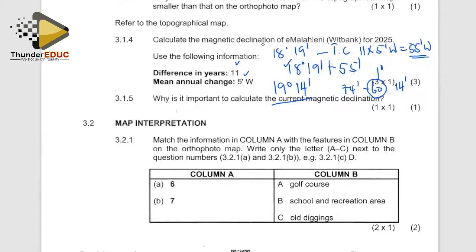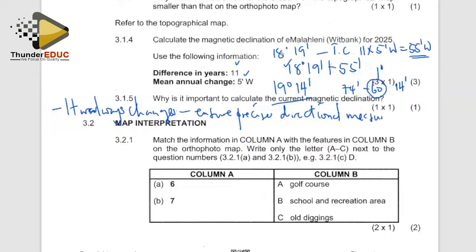Why is it important to calculate the current magnetic declination? For the reason that it always changes. We understand that the angle always changes, so we need to calculate the current. And hence, if we have the current, it is going to ensure precise directional measurement. So the main idea is it always changes. For the reason that the declination is always changing, we need to always calculate for the current. Because if we use the one for last year, it's no longer the same because it's changing. Because there's a mean annual change, meaning to say every year it's changing. So we must also catch up with the change so that we ensure precise or accurate directional measurements.